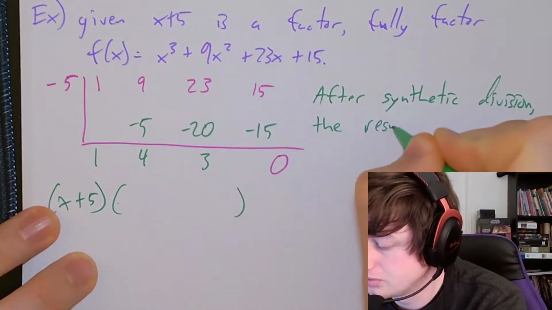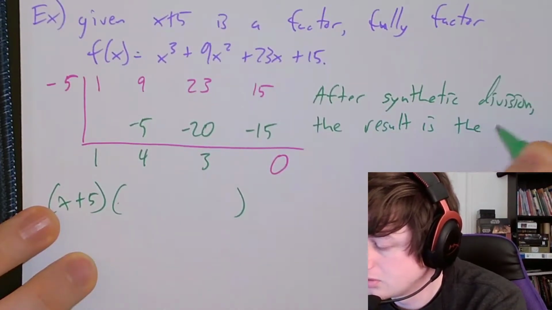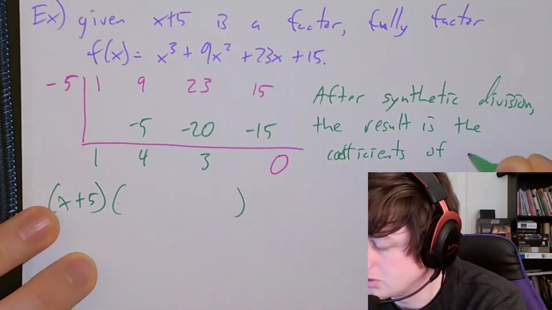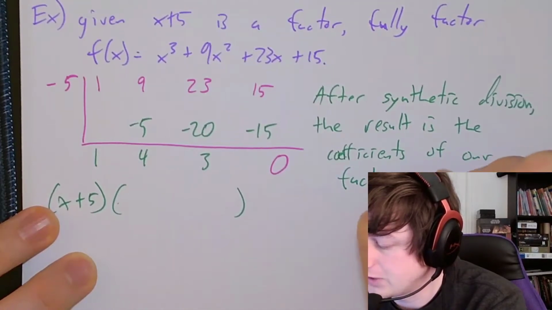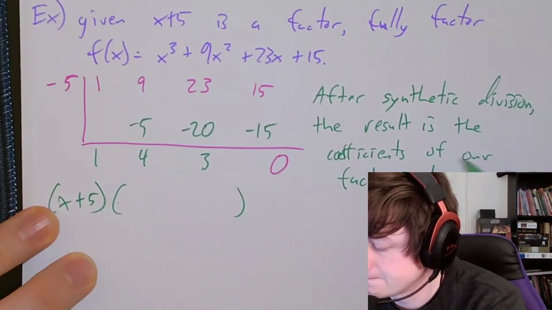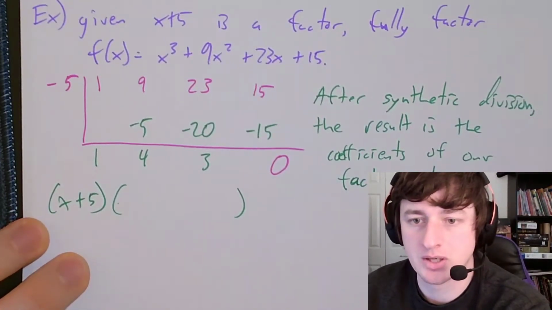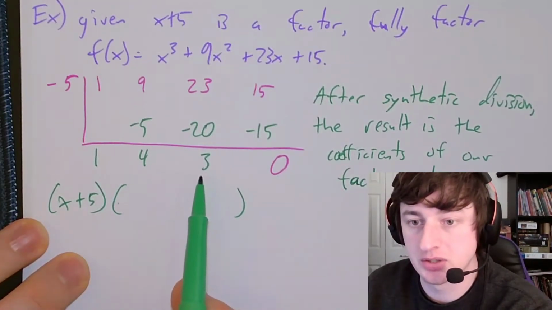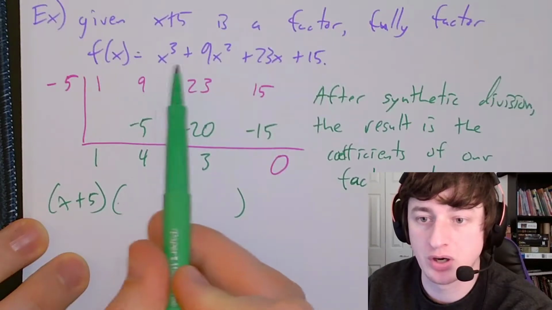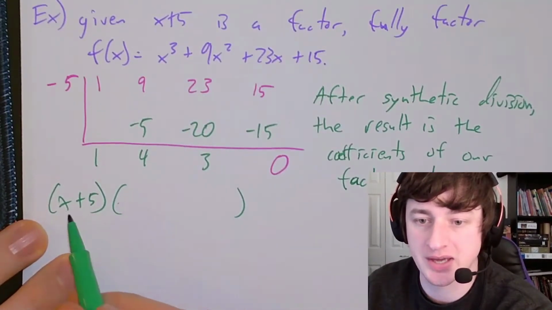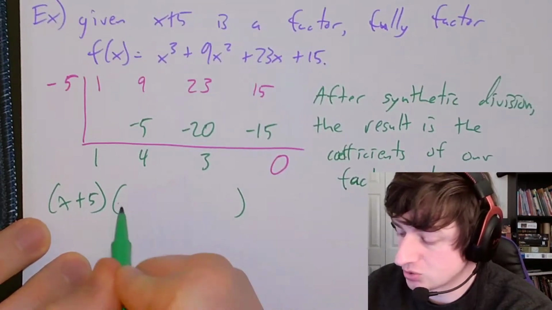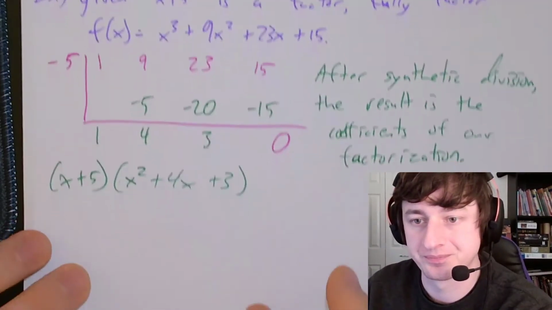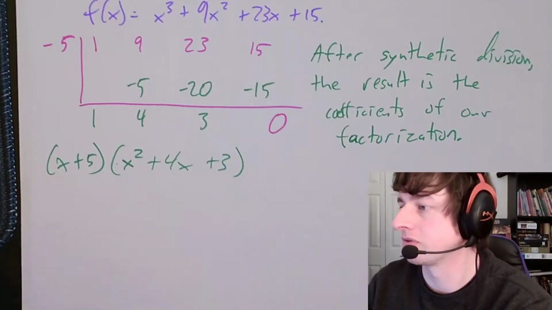The result is the coefficients of our factorization. Okay? So we take the 1, the 4, and the 3, and those become the coefficients 1 degree smaller than what we started with, right? Because we factored out this x plus the 5. So this becomes 1x squared plus 4x plus 3. All right, factorization covered.